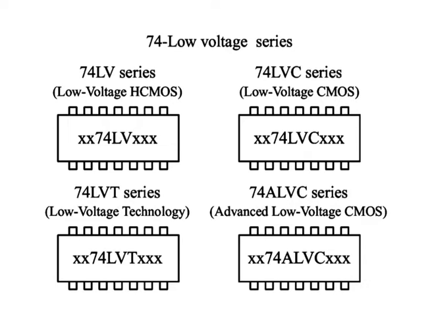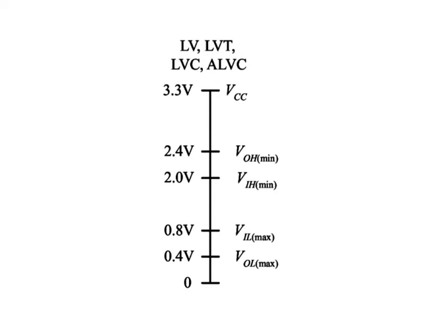The switching speed of LV logic is extremely fast, ranging from about 9 nanoseconds for the LV series down to 2.1 nanoseconds for ALVC. Another nice feature of LV logic is high output drive capability. The LVT, for example, can sink up to 64 milliamperes and source up to 32 milliamperes.